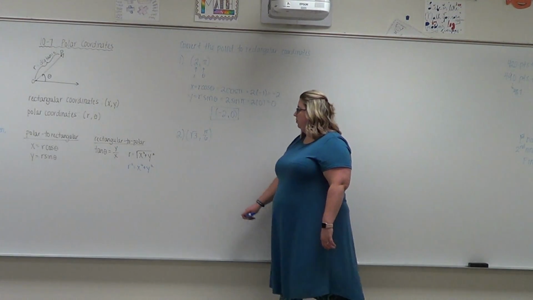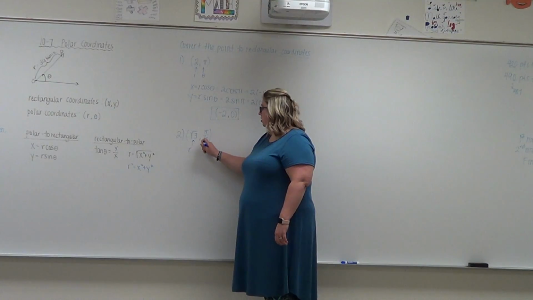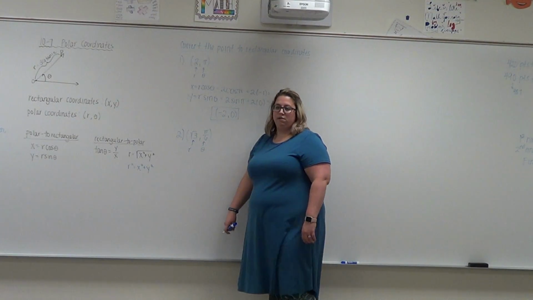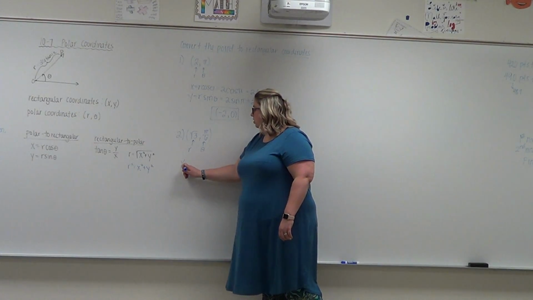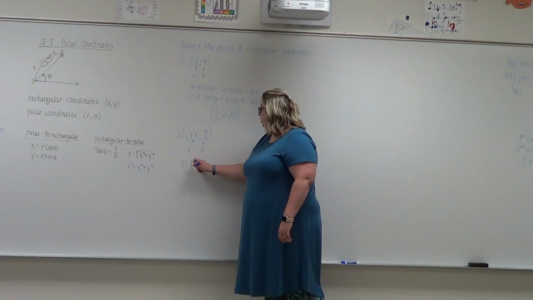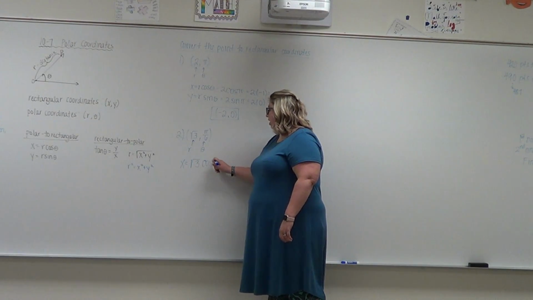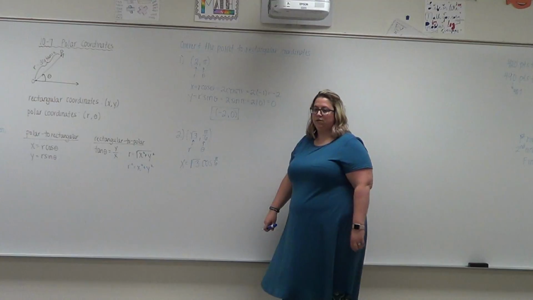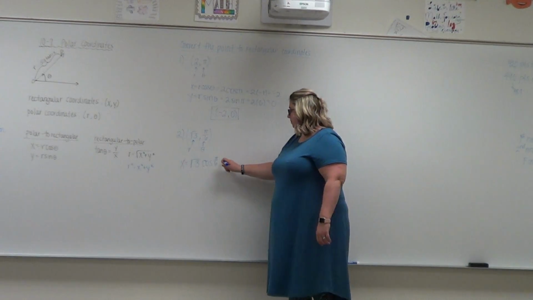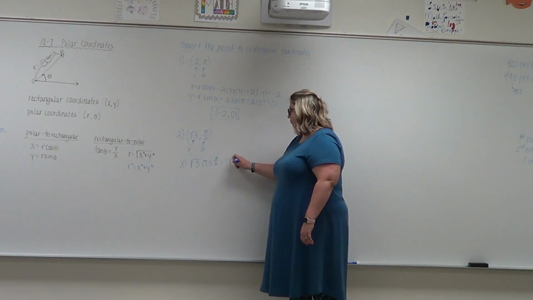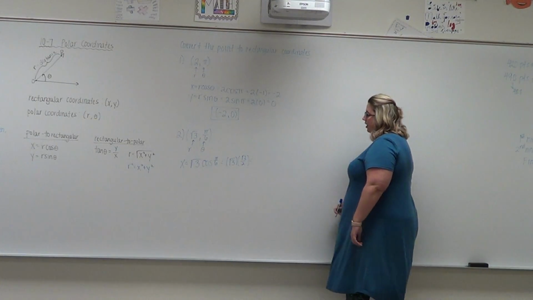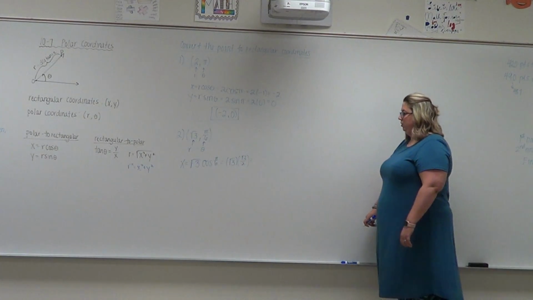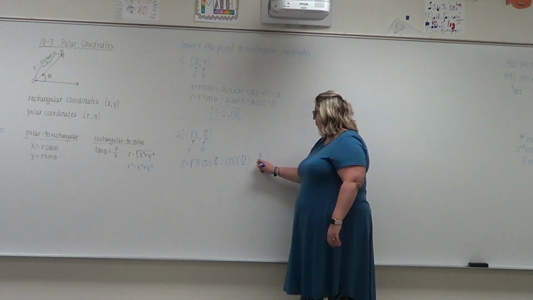Okay, so if I do another example, square root of 3 is my r, pi over 6 is my theta. So x would be square root of 3 cosine pi over 6. Do you remember what cosine of pi over 6 is? Square root of 3 over 2. Okay, so square root of 3 times square root of 3 over 2 is 3 over 2.